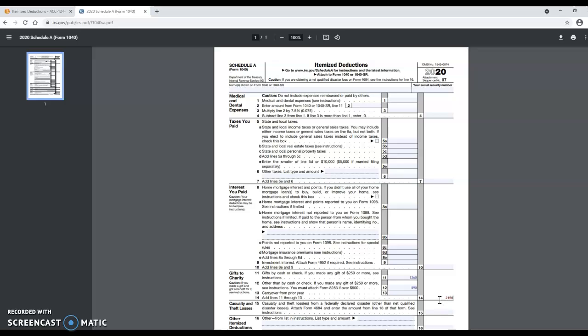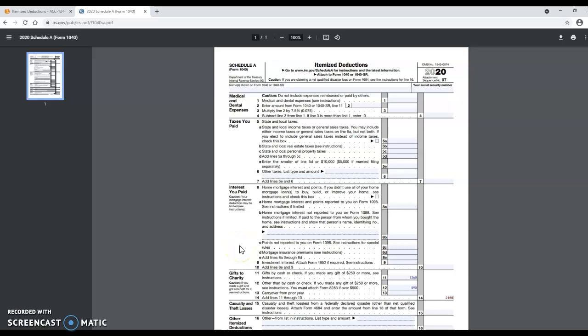Okay, let's take a look at the interest section. This is a big, long section. Okay, I do not have an example in the PowerPoint show, but we'll just make one up. Okay, so line 8 is about home mortgage interest and points.